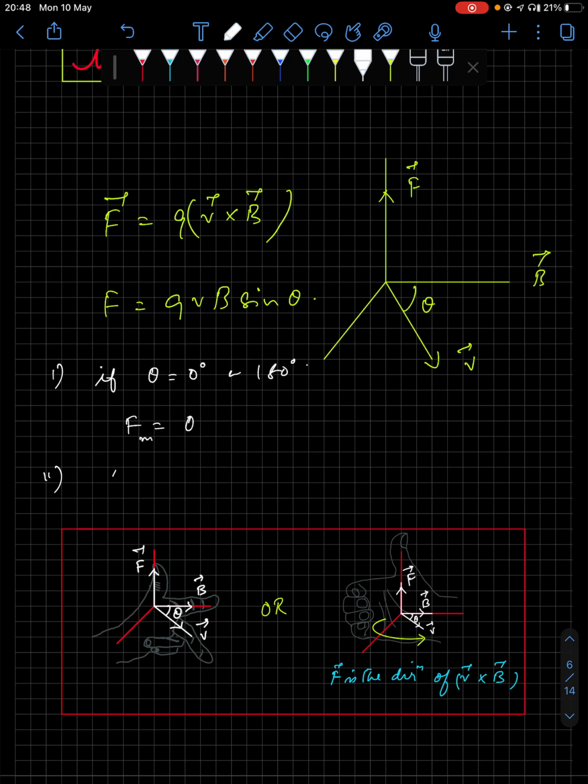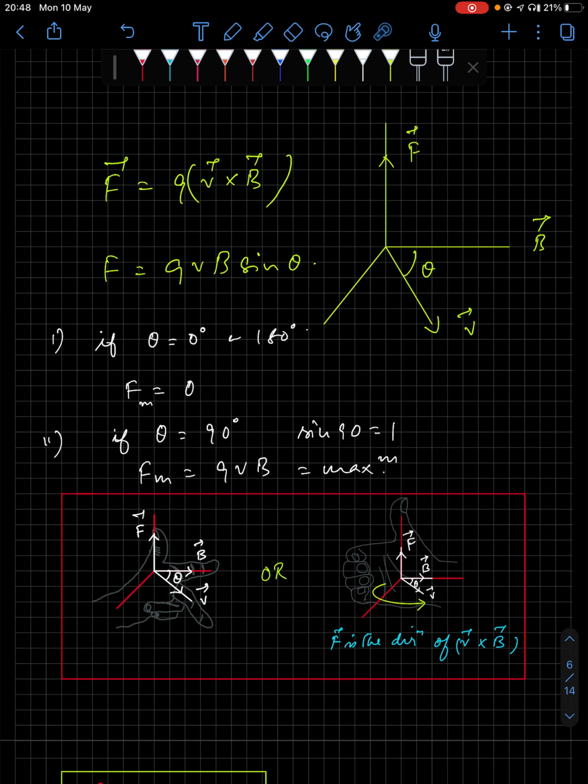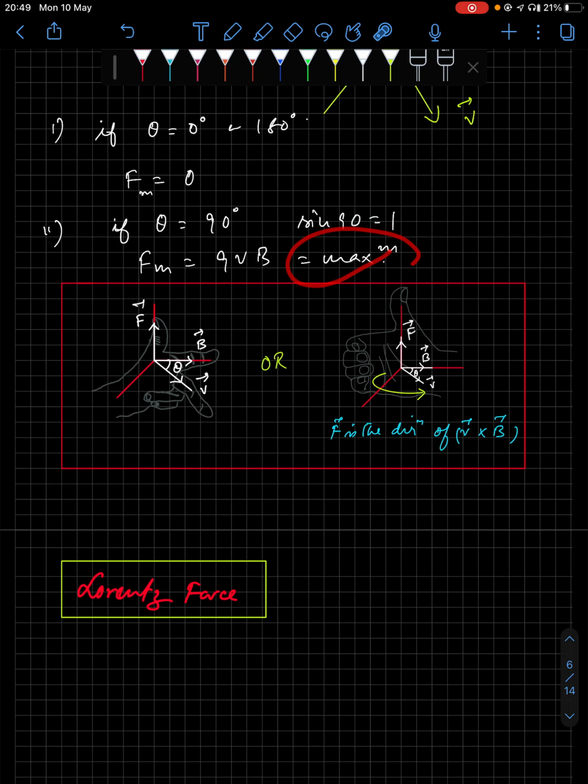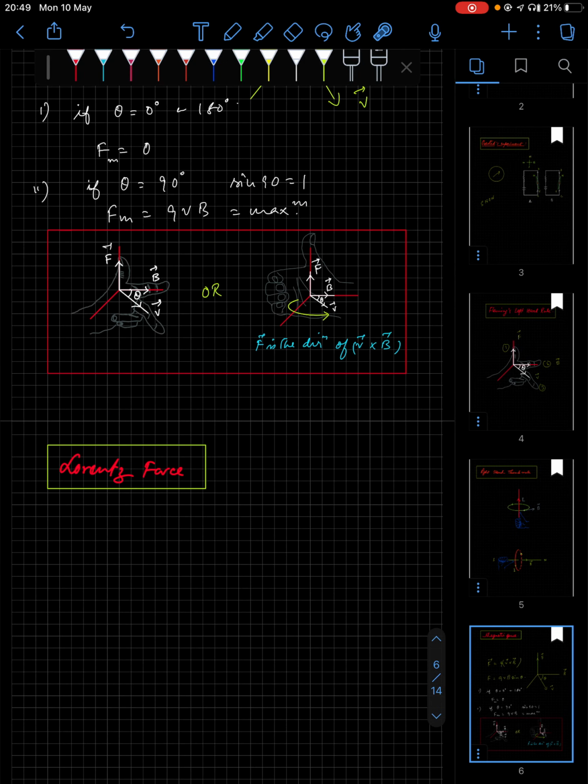So that is case number one. Case number two, if theta equal to 90 degree. In that case sine 90 is 1. So magnetic force is QVB. So this is the maximum value of the magnetic force. When the charged particle enters perpendicular to the magnetic field, then the force acting on the charged particle will be maximum.